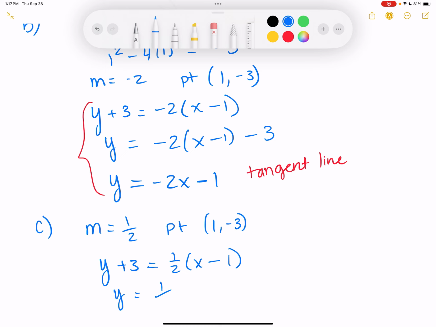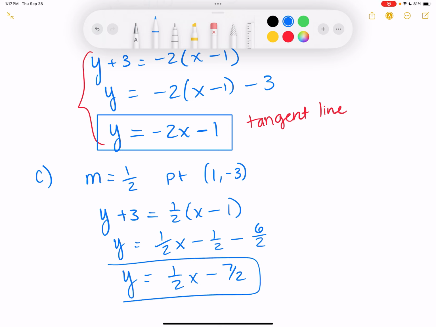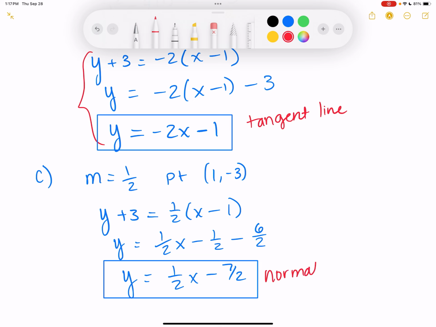So y equals 1/2 x minus 1/2 minus, I'm going to go ahead and make this 3 over 2 just so I can simplify it faster. So that's going to be 6 over 2. So then y is equal to 1/2 x minus 7/2. And this would be your normal line. So either of those two things there would be fine.